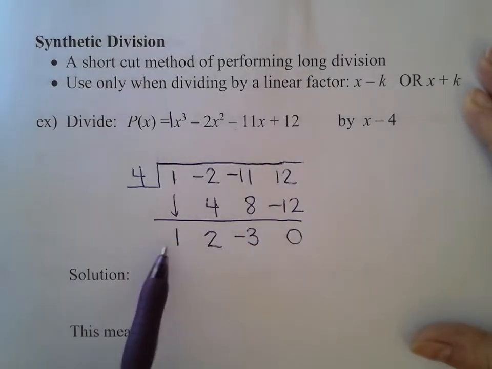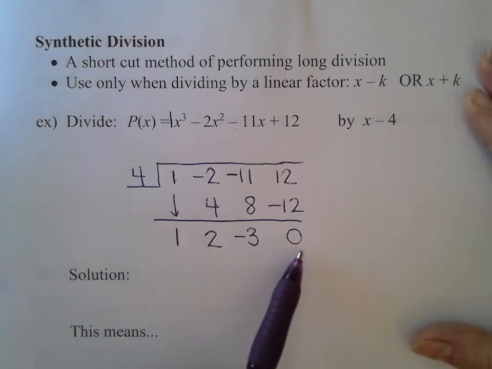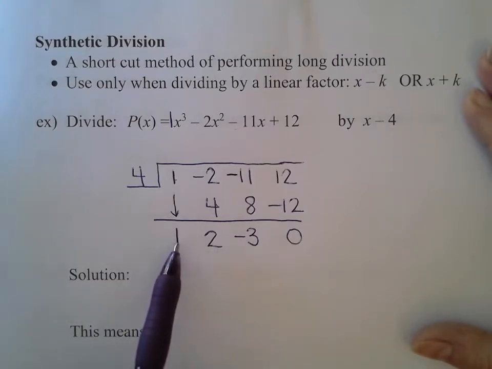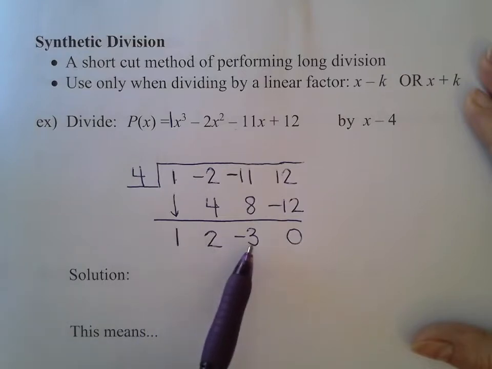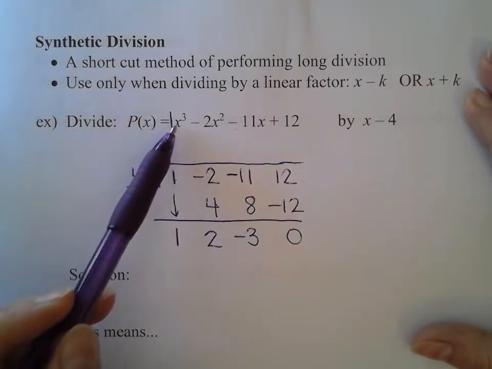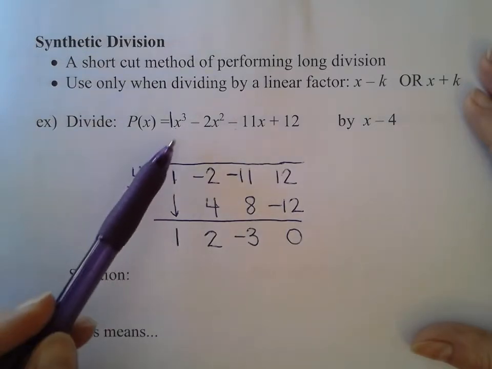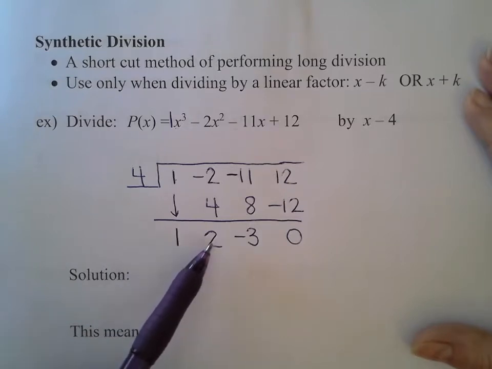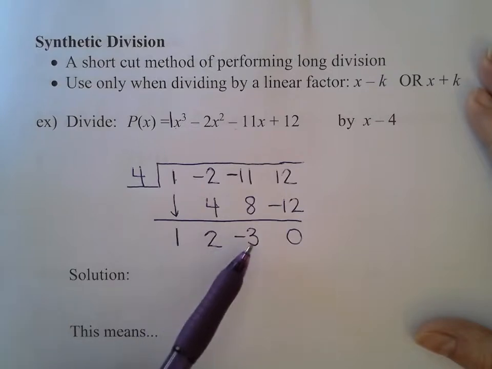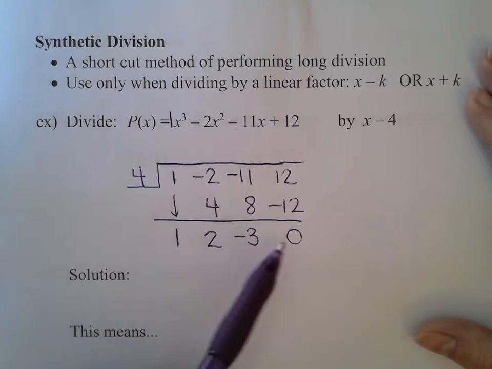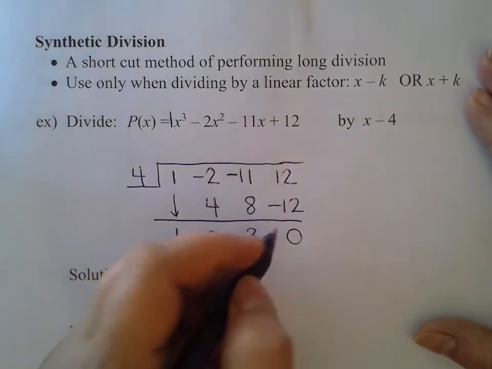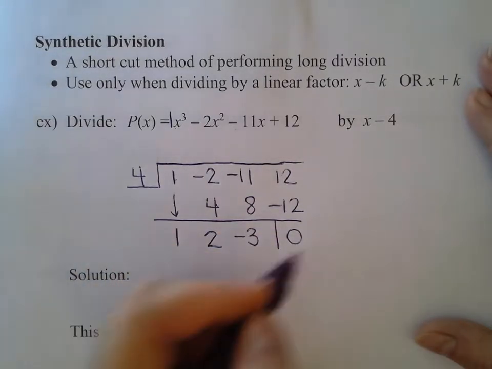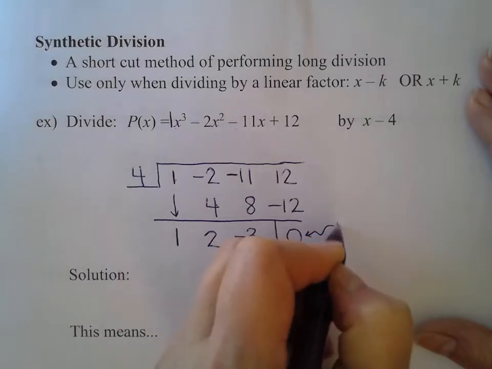Okay, so in this method, the quotient is down here at the bottom. And the numbers here are the coefficients of the quotient. And the degree has gone down by 1. So x cubed divided by x to the first would give me x squared. So this 1 will be the coefficient for x squared. 2 will be the coefficient for x. 3 will be the constant, the just plain number part. And the last number will be the remainder. So sometimes we draw a line there. You don't have to do that. This is the remainder.